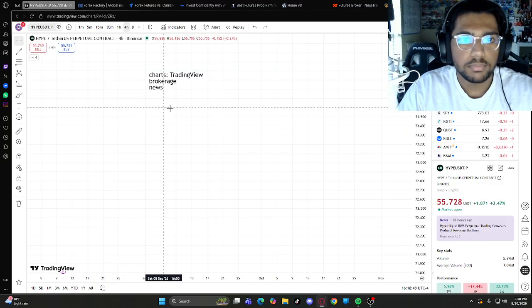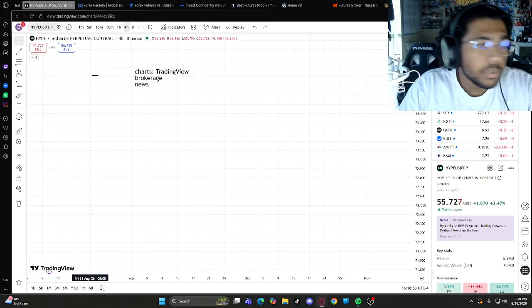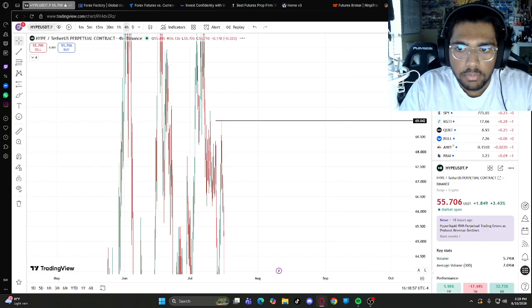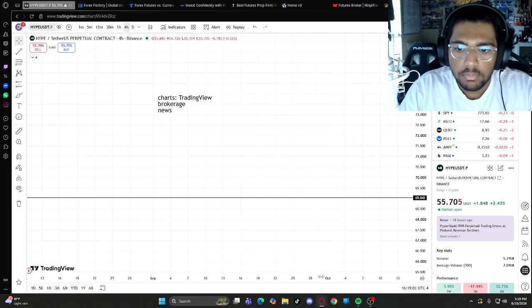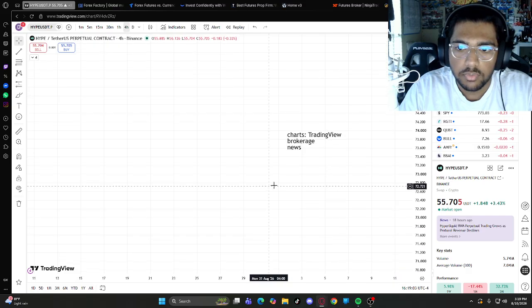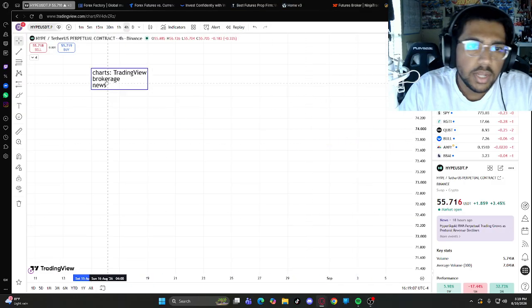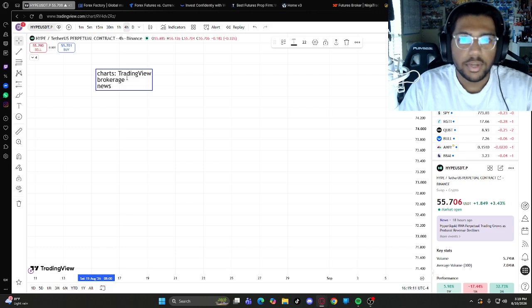This is TradingView. All right, that's what it is. For example, right now I'm looking at Hyperliquid. If I zoom out, it'll show me the chart of Hyperliquid. TradingView is the most essential tool for every single trader. Now, do you need TradingView? No, not necessarily, but everybody who starts out, I recommend TradingView.